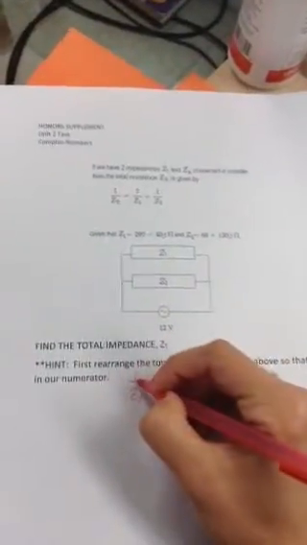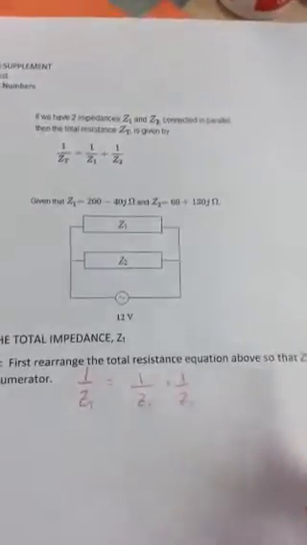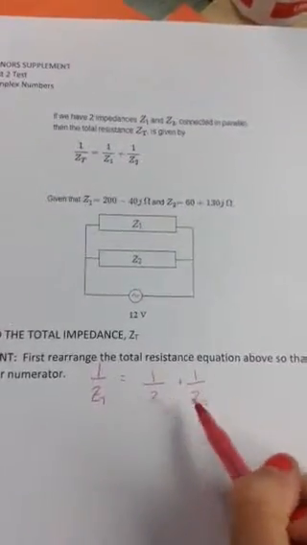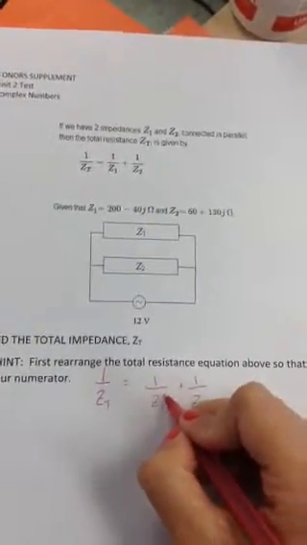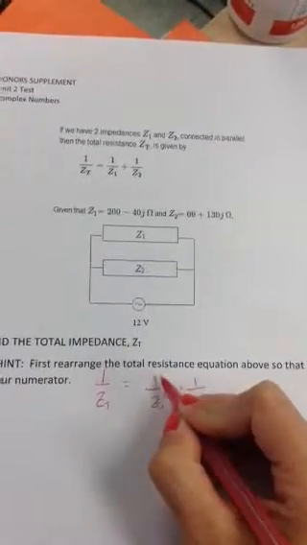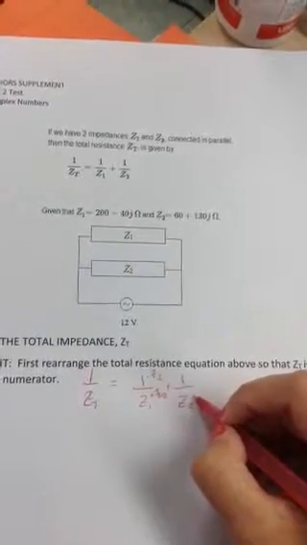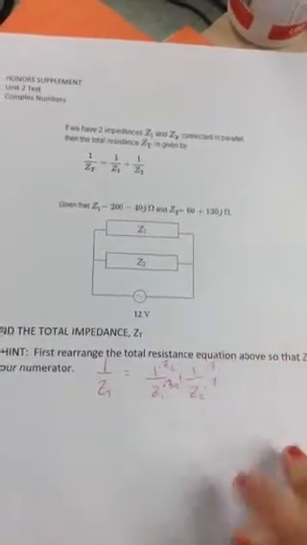the fraction. So, if I want my right-hand side to be all in one fraction, I know that my least common denominator is going to be Z1 times Z2. So that means this fraction is missing a times Z2, and whatever I do to the bottom, I do to the top. And this fraction is missing a times Z1. Whatever I do to the bottom, I do to the top.